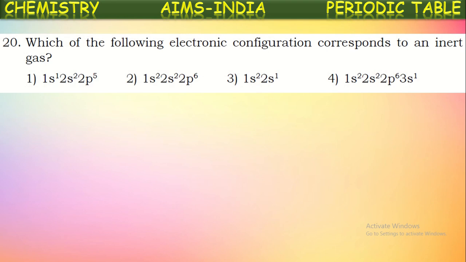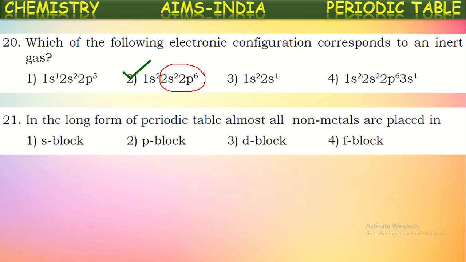Which of the following electronic configurations corresponds to an inert gas? See which configuration represents an inert gas configuration. Observe here. That should contain 8 electrons in the outermost shell. If you observe, here it is 2s2 2p6. Totally there are 8 electrons in its valence shell. So here it comes under inert gas elements. What is it actually? It is neon.